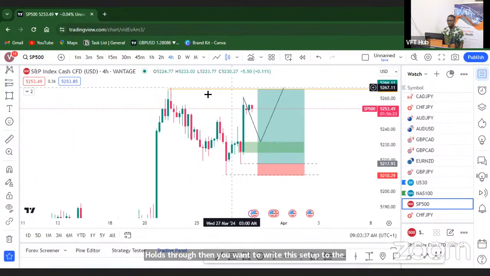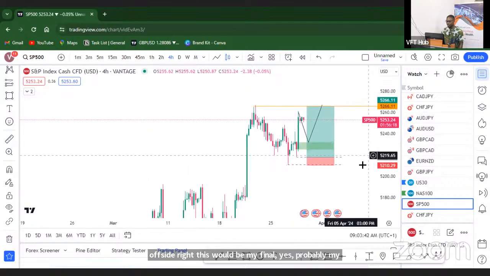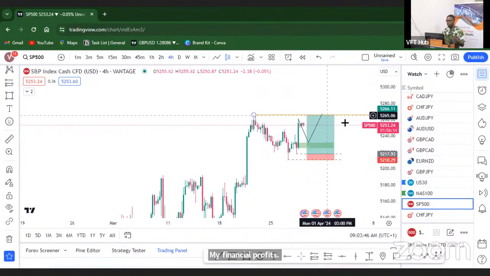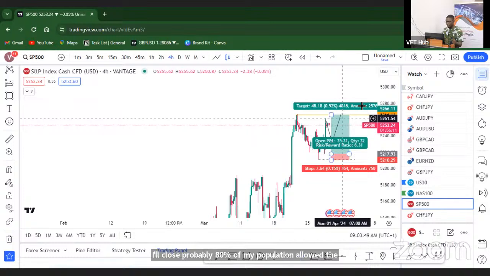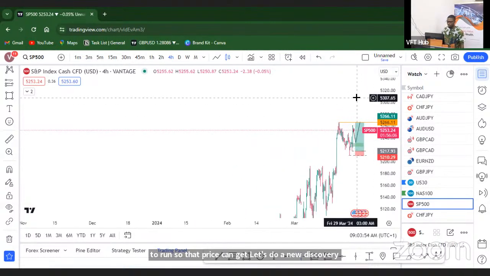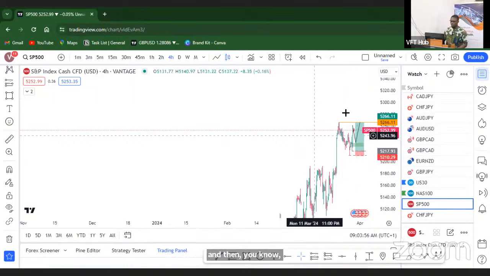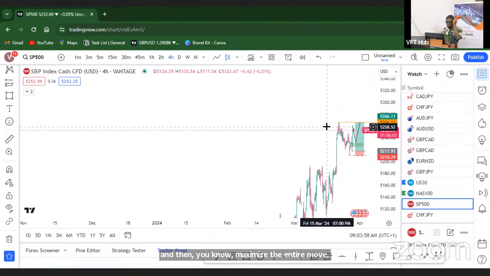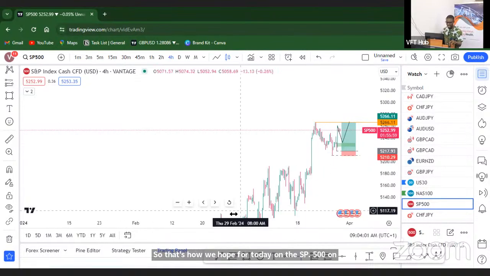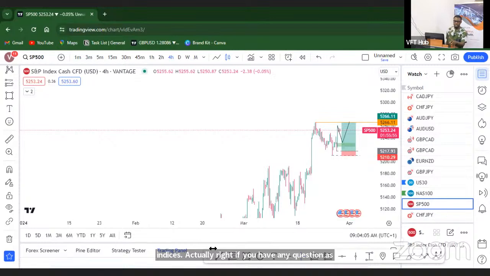This will be my final, yes, probably my final take profit. I'll close probably 80% of my position, allow the 20 to run so that price can do a new discovery, and then maximize the entire move. So guys, that'll be all for today on S&P 500, on indices actually, right? If you have any question as regards to indices, US 30, S&P 500, you can begin to ask in the chat box.